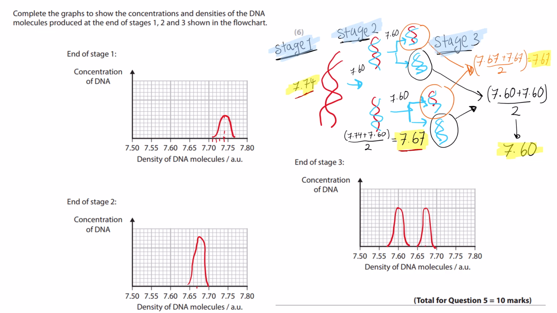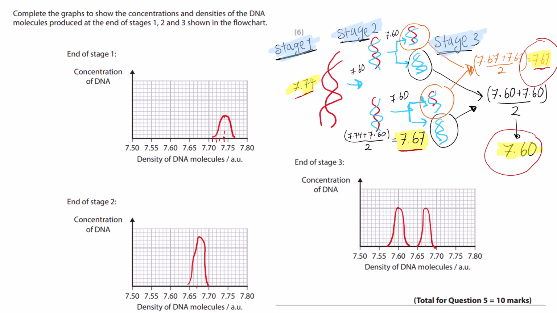And then for stage 3, it's grown again in a light medium. So we're going to have the 7.67 from the red and blue, because the red strand from stage 2 is still present and still passed down. And the blue strand is going to join with the blue strand. Same thing over here. So we're going to have a mean of 7.60 and 7.67. So we're going to have two peaks.